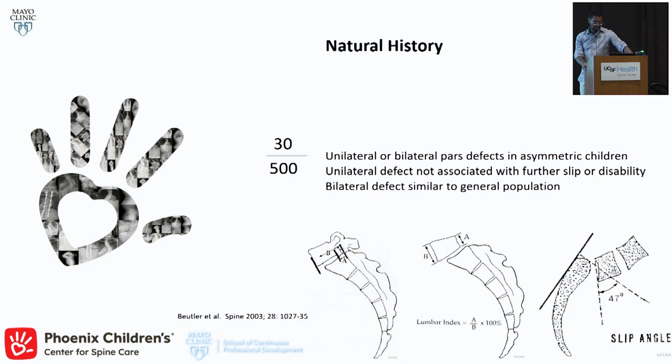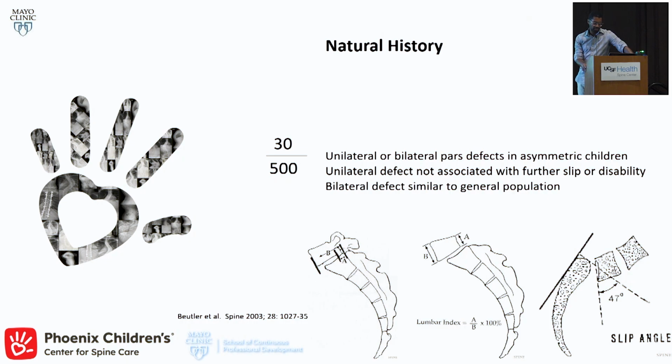There was a study looking at the natural history involving 500 first graders. The evaluation looked at a whole class of individuals just to see what the actual prevalence is. Of those 500 first graders, 30 had evidence of spondylolisthesis, which gave us a prevalence of about 6%.